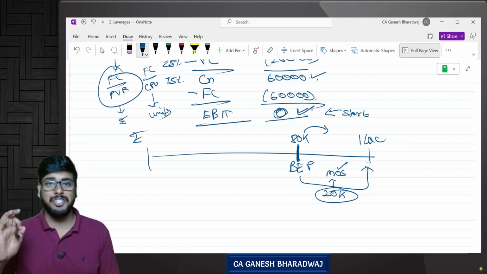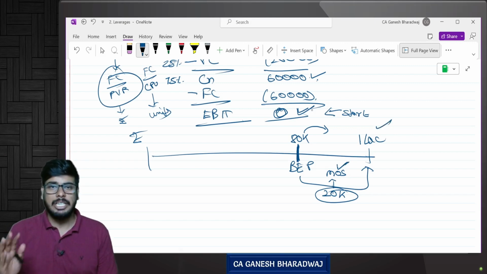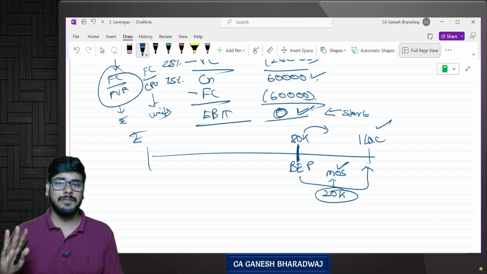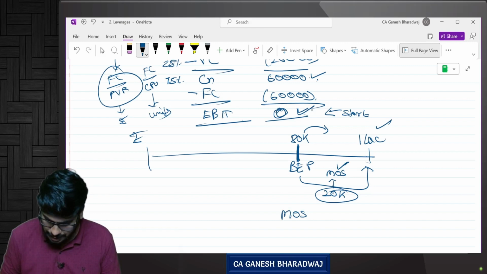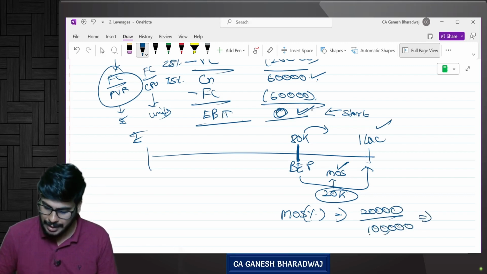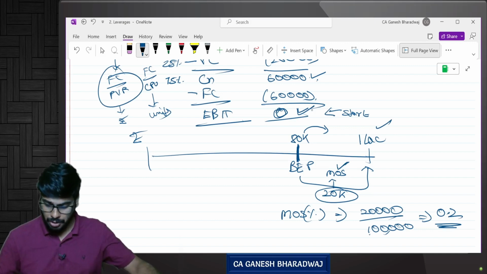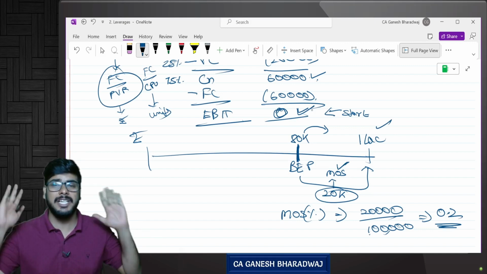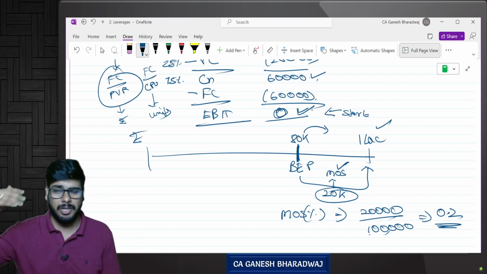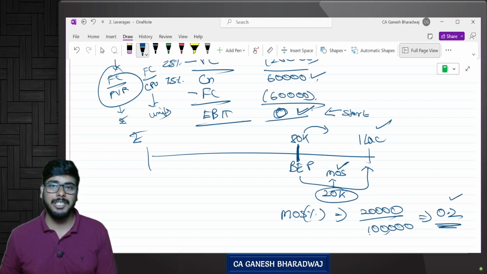Now, this margin of safety is how much? 20,000 rupees. Now, this can also be expressed as a percentage of the total sales. So I want to know margin of safety as a percentage of total sales. Can I say it is nothing but 20,000 divided by 1 lakh? How much is that? It's going to be 0.2, right? Yes or no? So can I say my margin of safety is 0.2, or 20 percent of my overall sales? Are you clear with this? So you now know how to compute this margin of safety as a percentage.